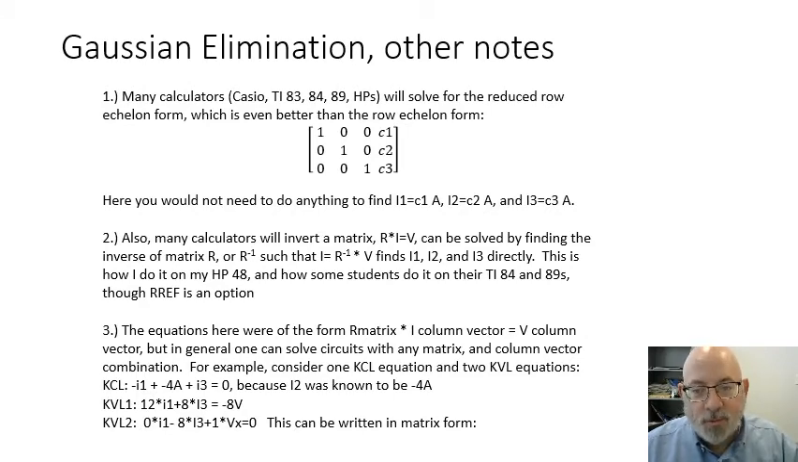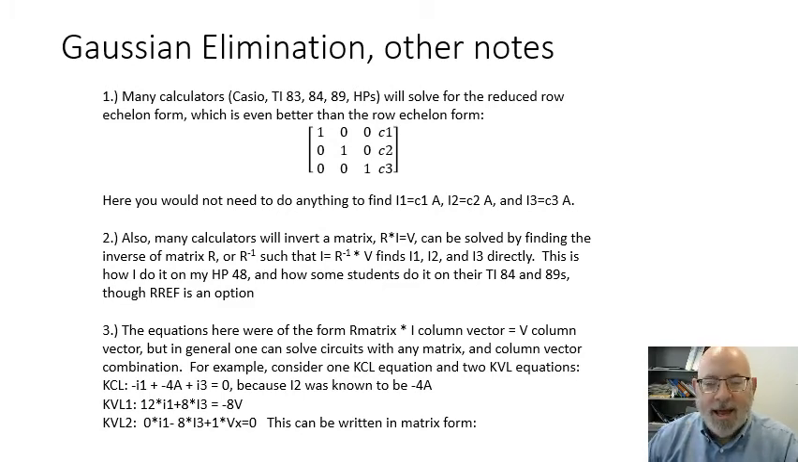Many calculators will solve for a mode called reduced row echelon form. They'll also do row echelon form, but if they do reduced row echelon form, that's even better, because then you don't have to back substitute, which is another opportunity for an error. If you can get it into reduced row echelon form, that's where there's all zeros below the diagonal, but also above the diagonal.